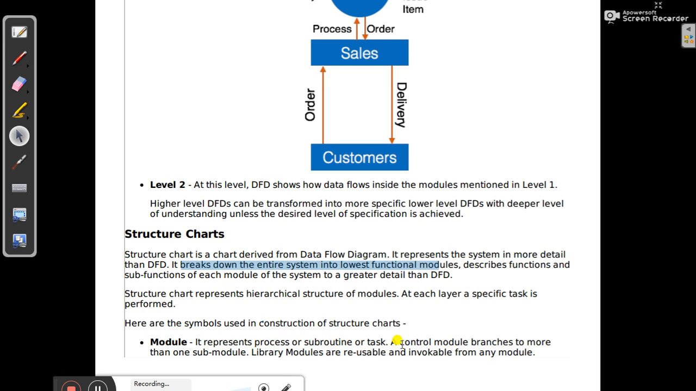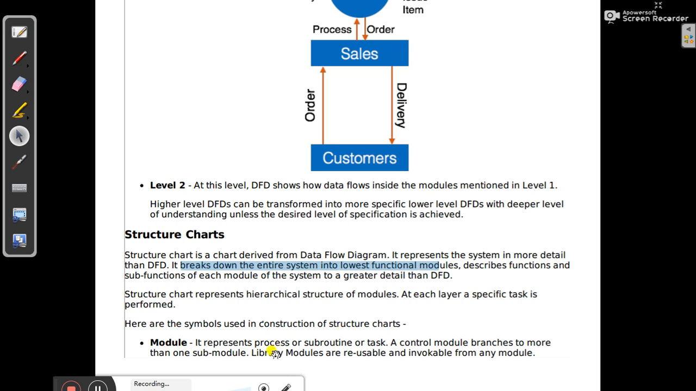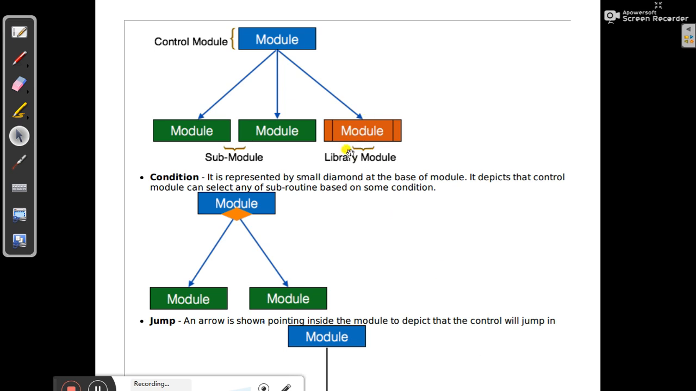Here different types of symbols are used, like the module. It represents a process or subroutine task. A control module branches to more than one submodule. Library modules are reusable and invocable from any module. Here you can see this is the control module, these are submodules, and this is the library module. So this module can be accessed from any other module also, but there is only one control module, and this control module can be subdivided into submodules.